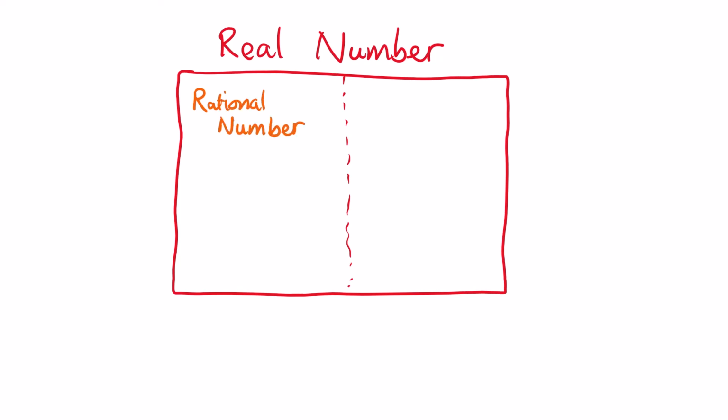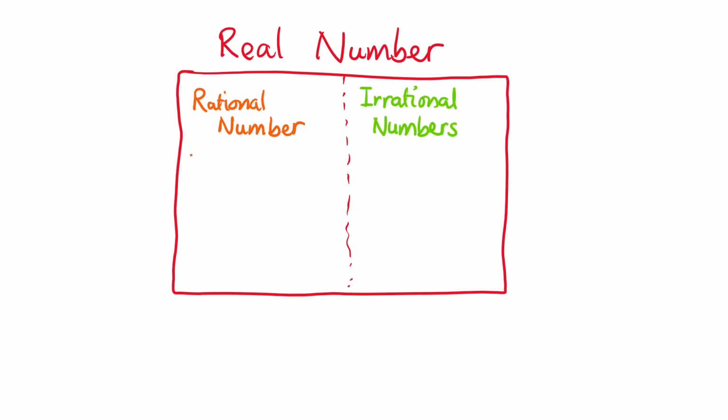Do you know that all numbers that exist on a number line are known as real numbers? Yes, real numbers can be classified into two categories. One category is known as rational numbers, and the other category is known as irrational numbers.